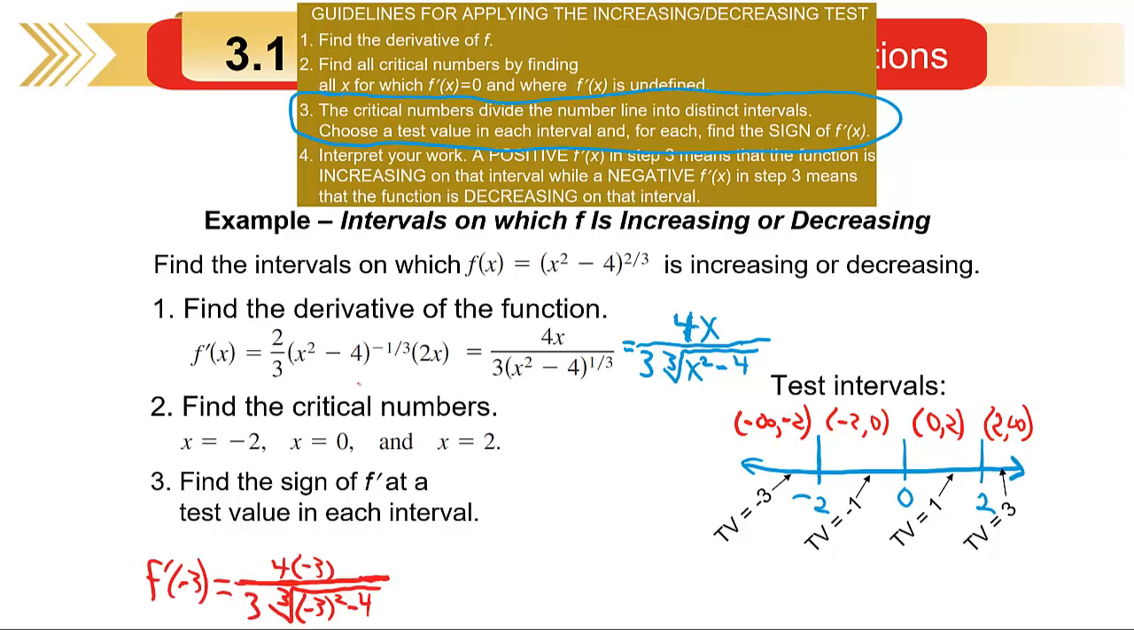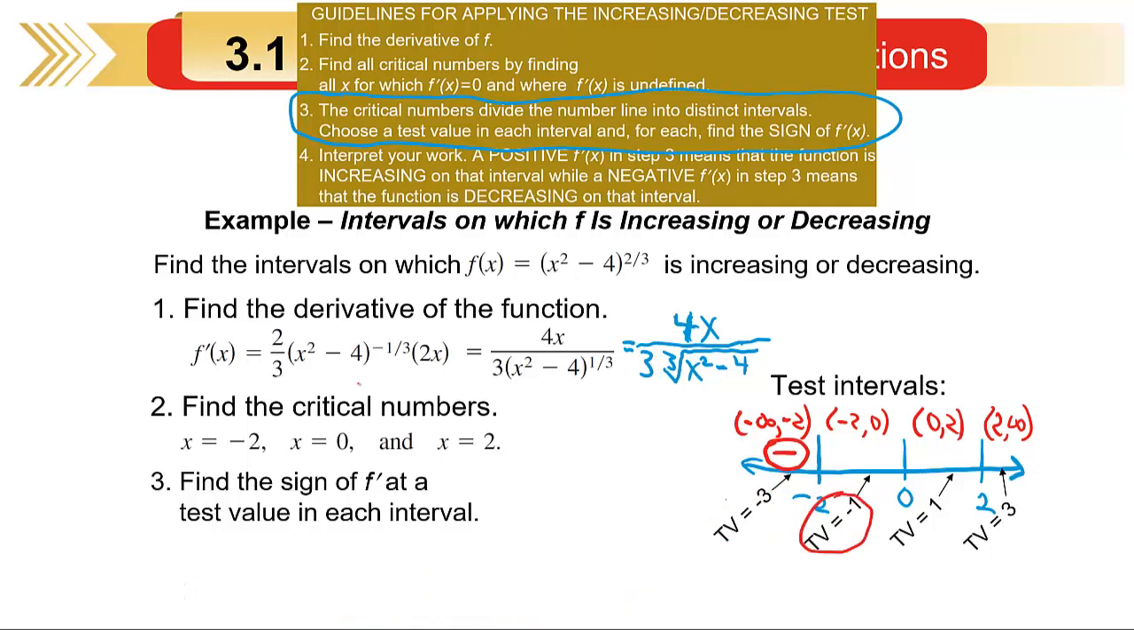How do I do this? I take minus 3, that's my first test value, and plug it back into the function. Up top, you'll end up with negative 12, and down bottom, you'll end up with 3 times the cube root of 5. Again, I don't really care about the magnitude. I just realize that that's a negative number over a positive number, which makes me have a negative result. So in the interval from minus infinity to minus 2, with the test value of minus 3, I come up with negative. That tells me that the function is decreasing in that interval.